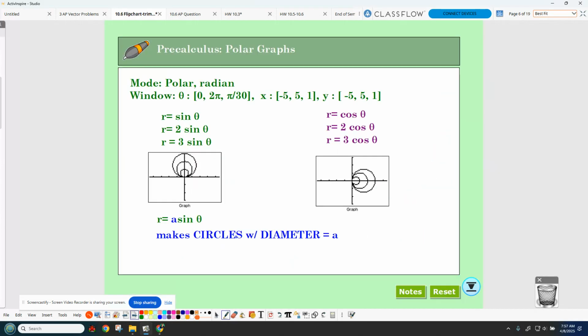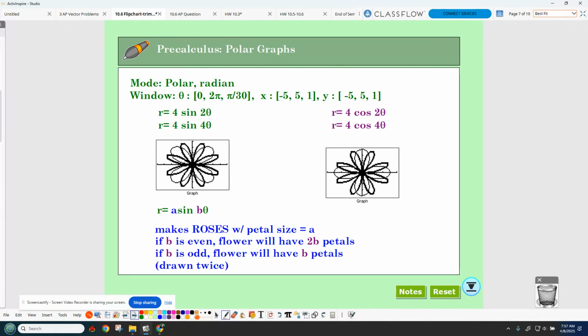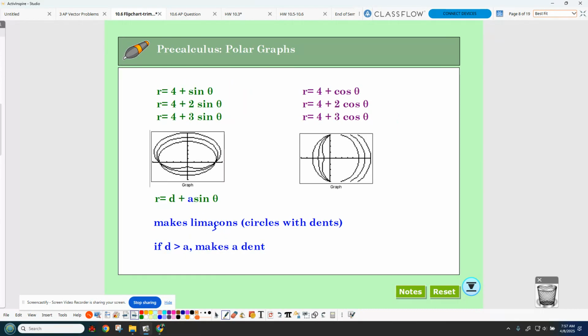Okay, and again, you don't need to know these, but x and cosine go together. So if it's a cosine curve, it's going to wrap around the x-axis. If it's a sine curve, it's going to wrap around the y-axis. And you can make roses out of these things. If it's an even number in there, you're going to get twice as many petals. If it's an odd number, you'll get exactly that number. And limaçons, you can get things with dents.